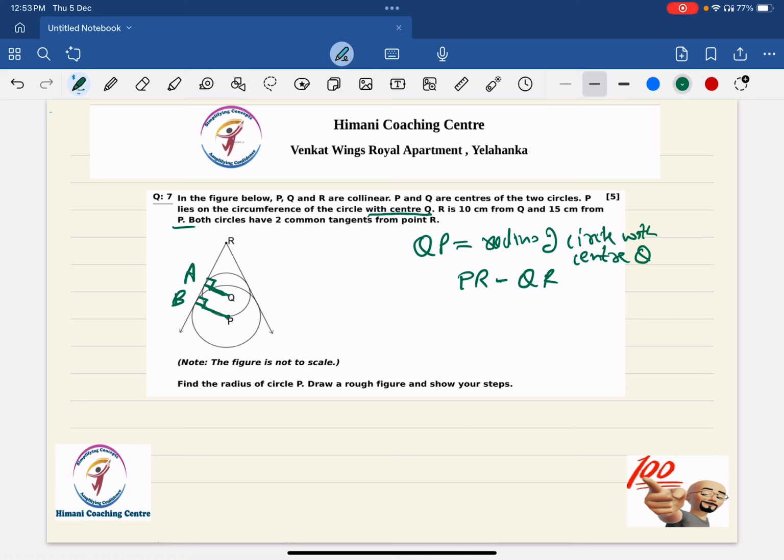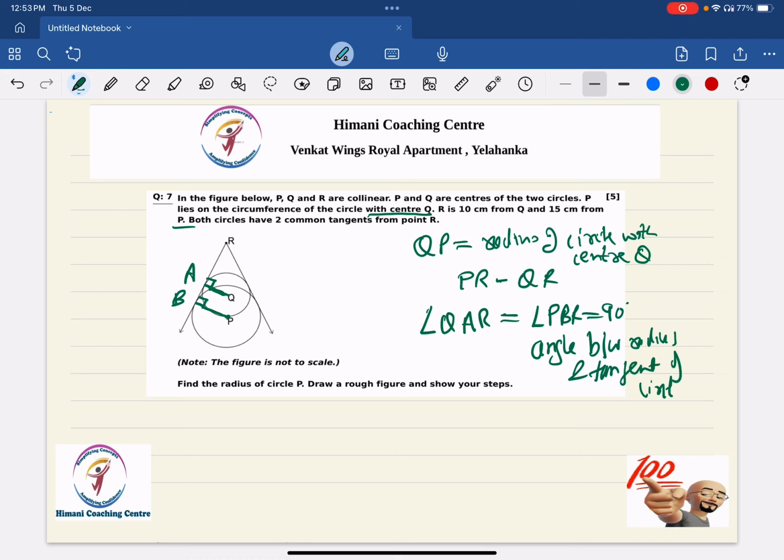Angle QAR is equal to angle PBR equal to 90 degree, as the angle between radius and tangent of a circle is 90 degree. I'll just remove the statement, but this is what you are supposed to write in the exam. Now we are supposed to find the radius of circle P. That means we have to find PB.